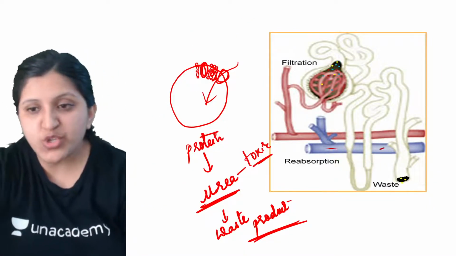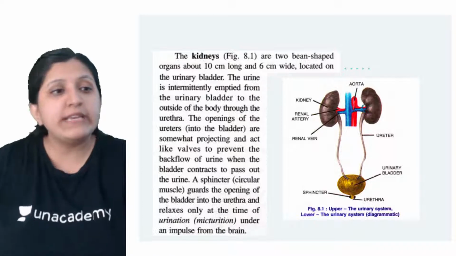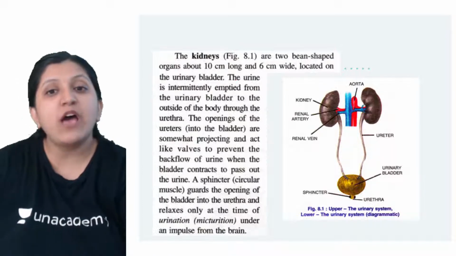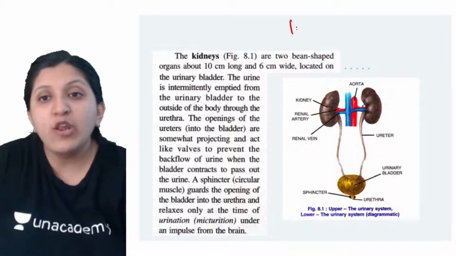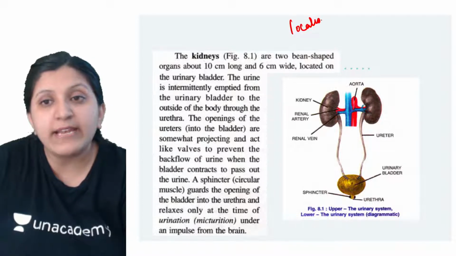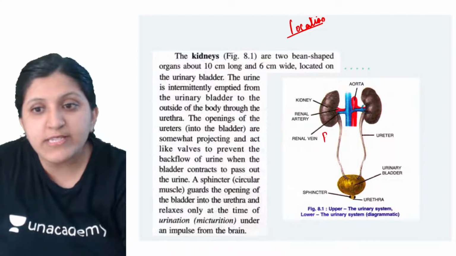So this is the structure of a kidney, I mean the nephron. Let's have a look at the kidneys now. When we mention kidneys, these are two bean shaped organs. Remember the location of the kidney. This one is the right kidney, and they will ask you to draw this.